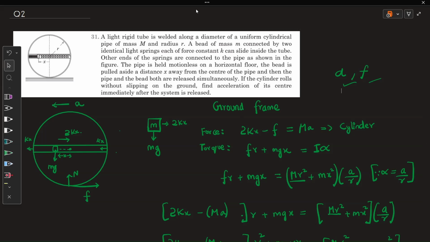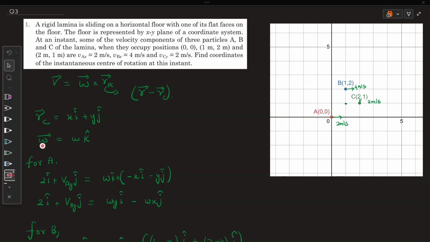Question number 3. A rigid lamina is sliding on a horizontal floor with one of its flat faces on the floor. The floor is represented by the xy plane of a coordinate system. At an instant, some of the velocity components of three particles A, B, C of the lamina, when they occupy positions origin, (1, 2) and (2, 1), have been given. Find the coordinates of the instantaneous center of rotation at this instant.